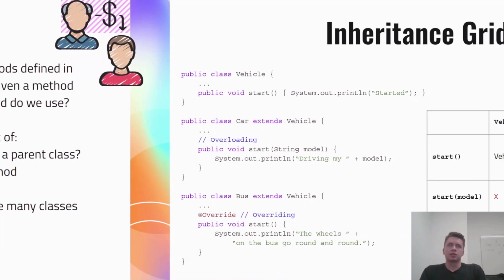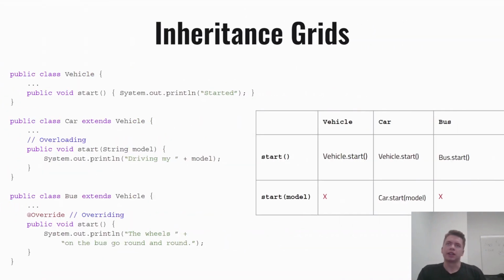of. So we can use what I like to call inheritance grids. So for an inheritance grid, we have class along the top: vehicle, car, and bus. And for this example, we're going to be using the start methods. So the start method without parameters and the start method with a single parameter. Note, there's no conventional way to do this. I just like having the class on the top and the methods on the side. However, feel free to choose whichever you like more.